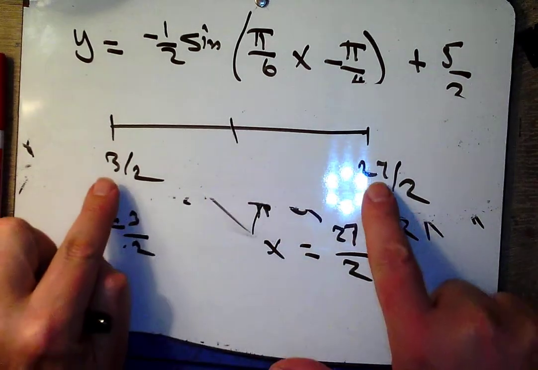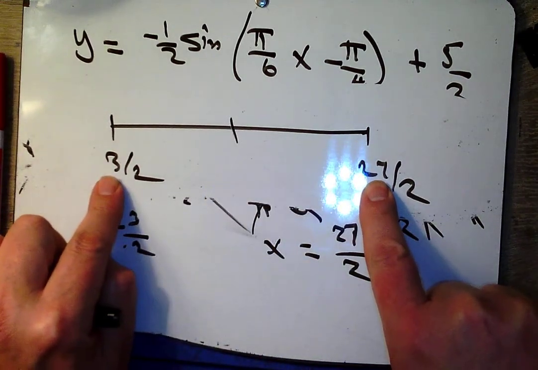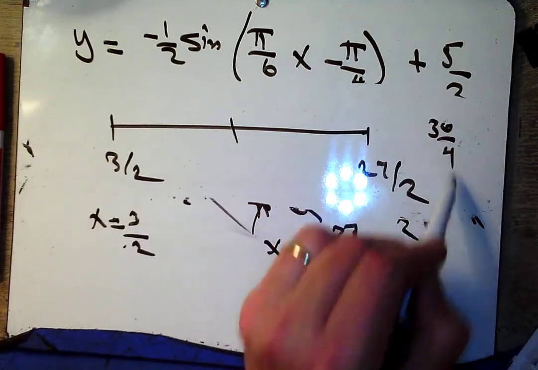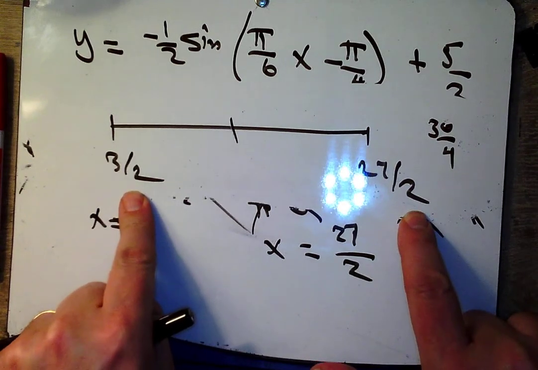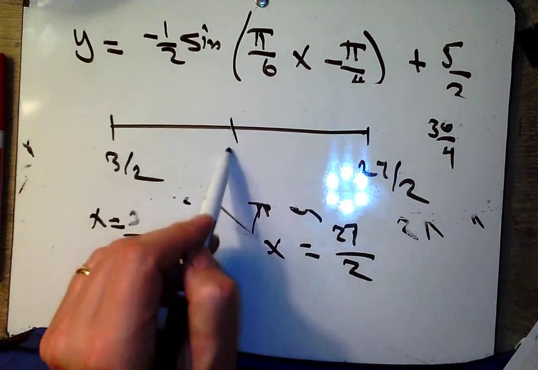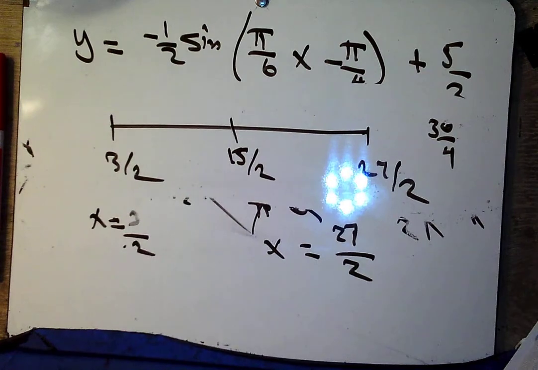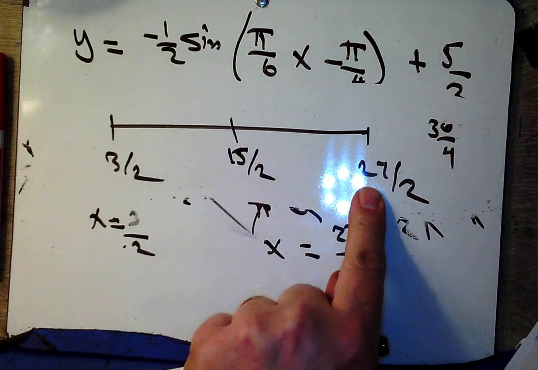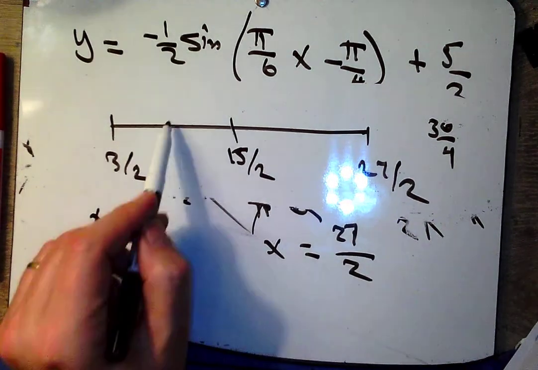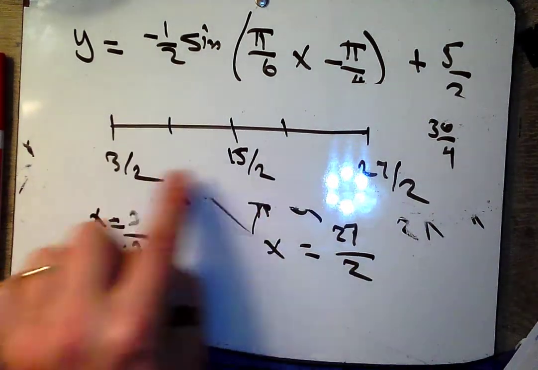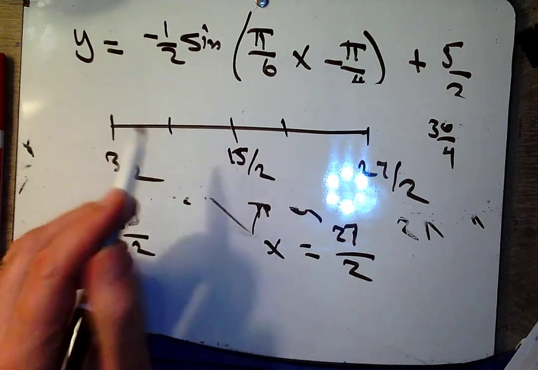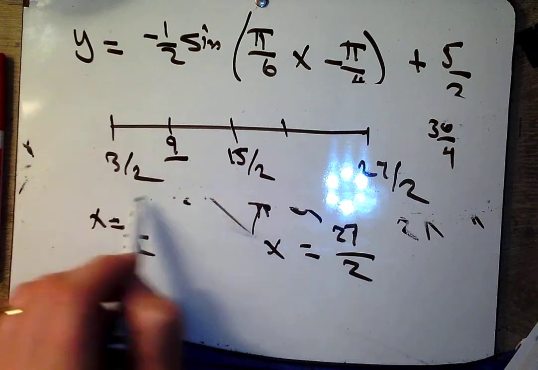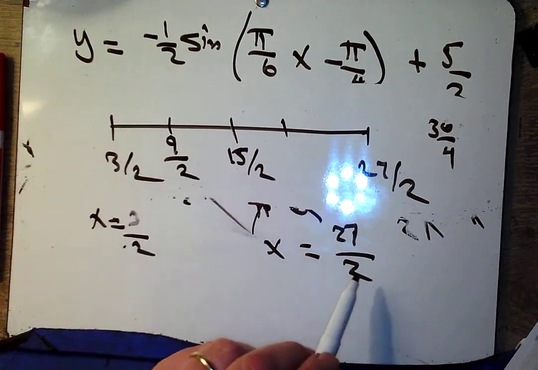Halfway, I'll add the numerators, 30, and double the denominator, 4. 30 over 4, because I want this denominator of 2, I could reduce that to 15 over 2. From here to here is 12/2. From here to here is also 12/2. Good. But I need quarter points. So I'm going to add these and get 18 over 4, no pi, which reduces to 9 over 2.